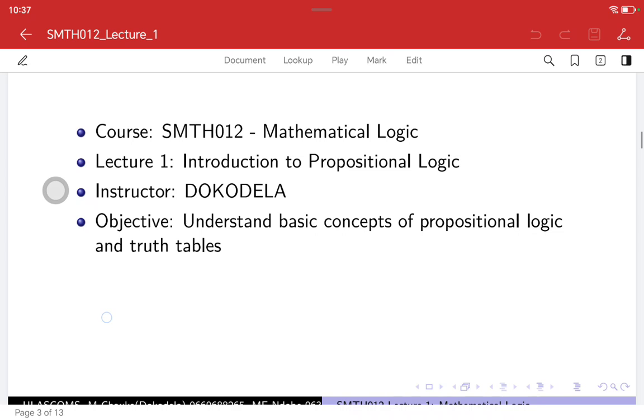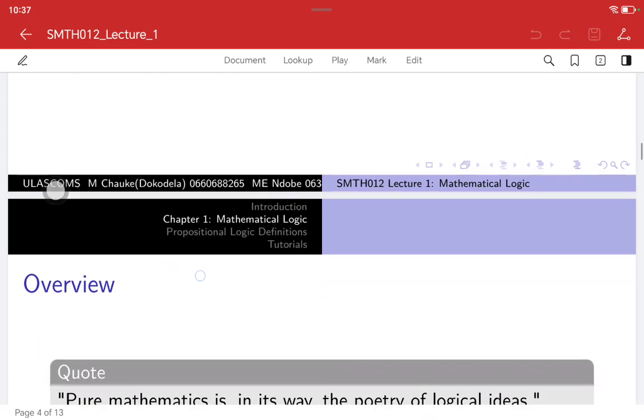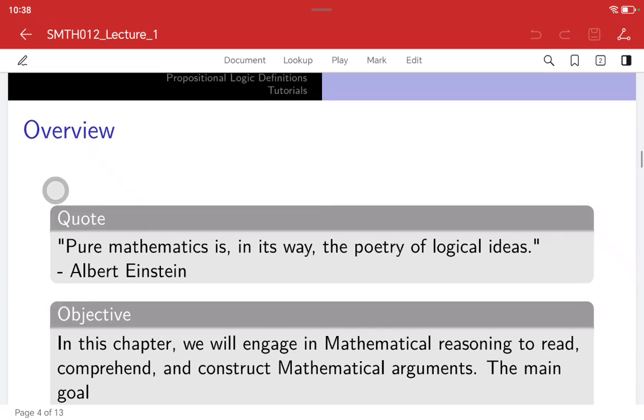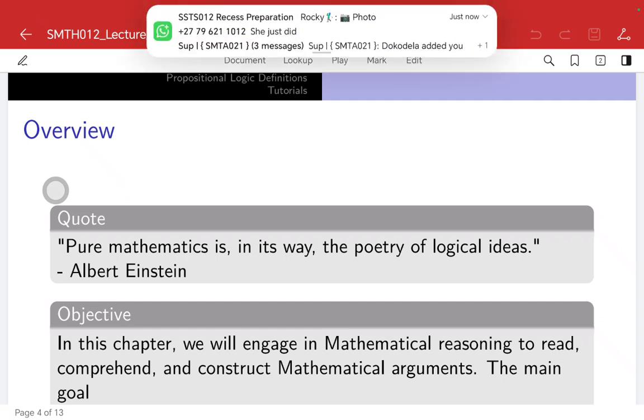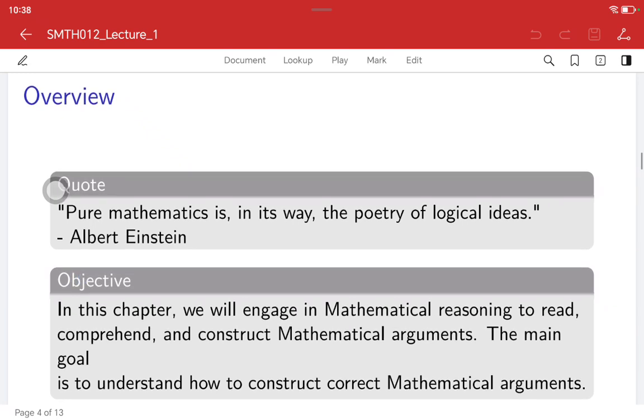For this lesson, as you can see, I've written the objective: for us to understand the basic concept of propositional logic and truth values. Once we understand this concept and are able to compute all the truth values, then I can say you are sure that you can get more than 50% in a test. If you understand what's happening in this slide, I believe you already have 50% in that test.